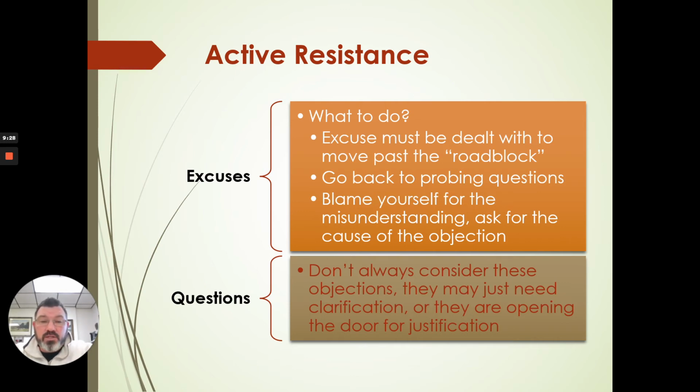If you get questions, again, questions are not the same as objections either. They may just need some clarification, but they're opening the door for some justification, apparently, so you need to be ready for those types of things. So be ready to pick out an objection, an excuse, and a simple question.